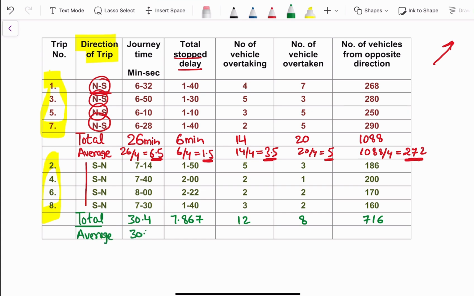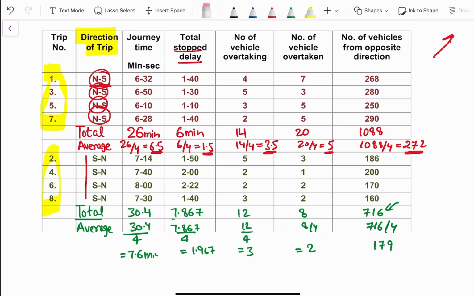30.4 divided by 4 comes out to be 10.6 minutes. 10.867 divided by 4 will come out to be 1.967. 12 divided by 4 will give the average value of 3. 8 divided by 4 will give the average value of 2. And 716 divided by 4 will give the average value of 179. Okay, so now we have the data correct, like we have found the desired values.